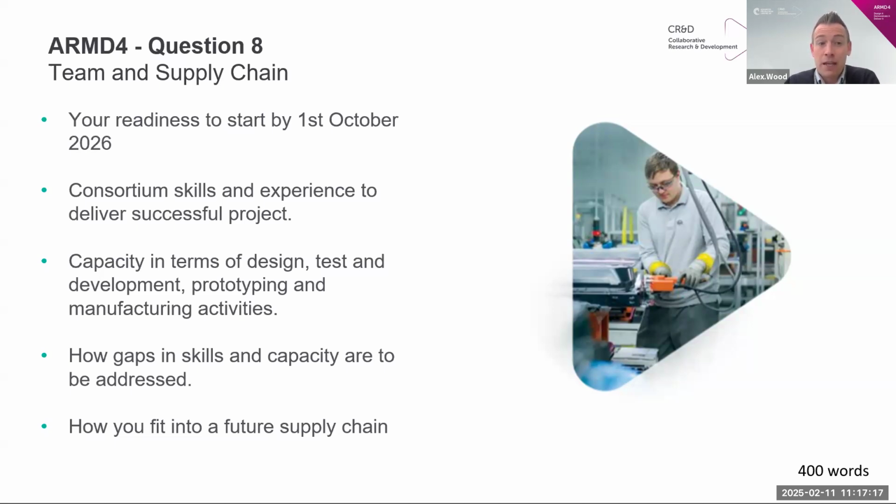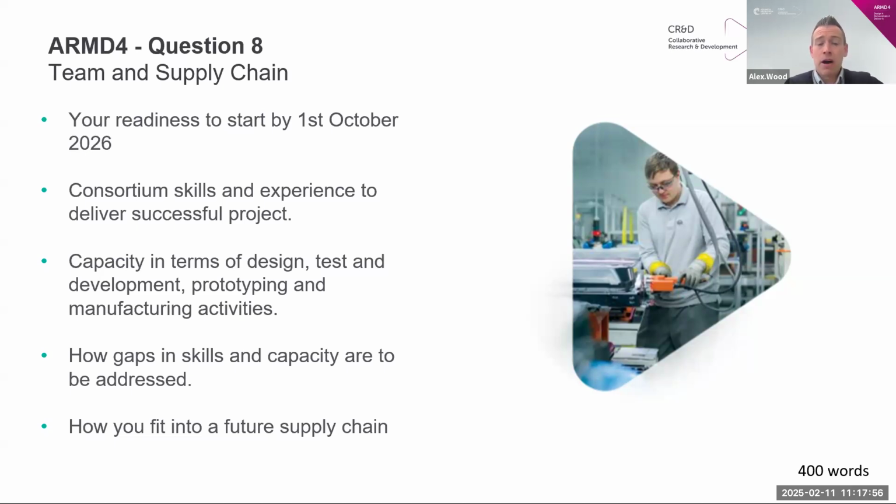So within this, explain your capacity and the capacity of partners in terms of the design, test and development and prototyping and manufacturing activities. So you can see how this links into the themes that I've mentioned before around your project plan and your TRL and MRL progression and the confidence in that progression within the 12-month timeframe. If you've got any gaps in the direct team for the project, how will these be addressed? So it's important that you talk about how you'll fill any of those gaps during the project.